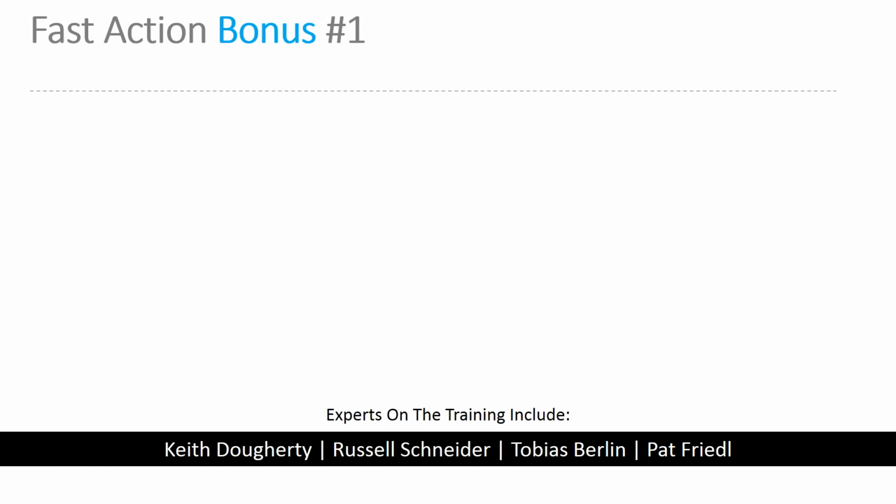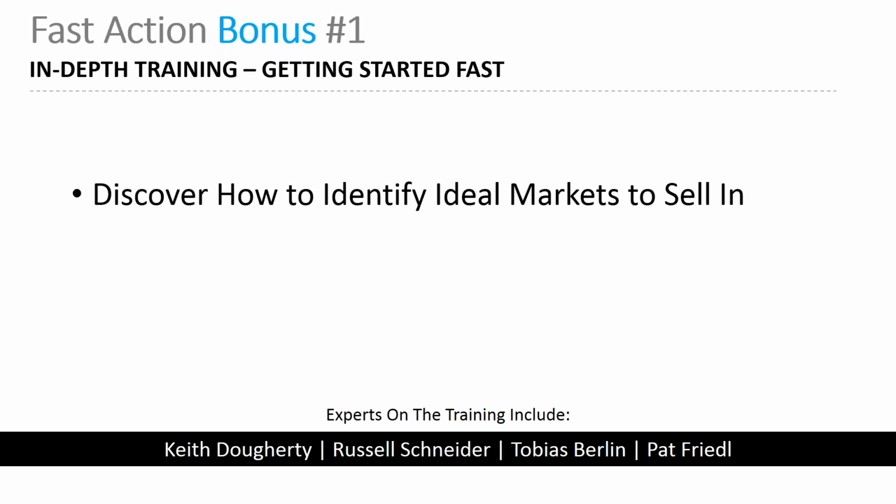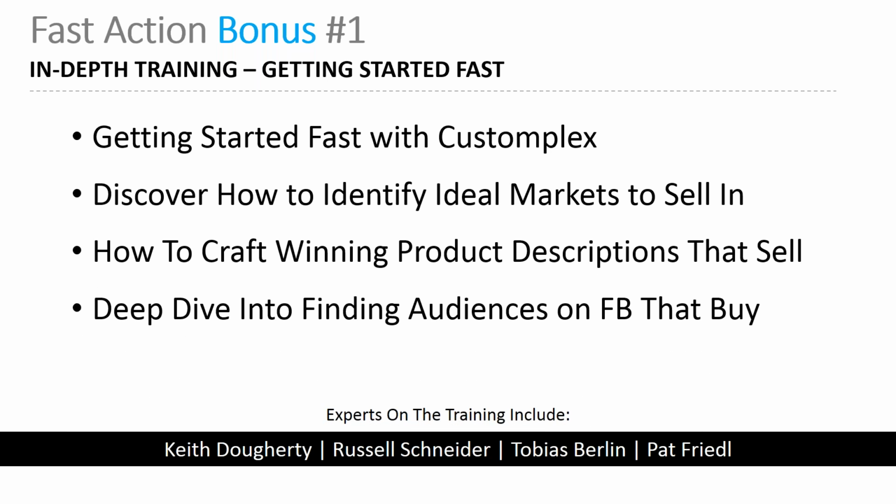We like to reward people for taking action. So what we did is we created some in-depth training, and we called it Getting Started Fast. This is about an hour and a half, 2 hours of training that walks you through exactly how to get started fast with Custom Plex. It shows you how to discover ideal markets to sell in, so we broke down market research. We show you how to craft winning product descriptions that sell, and we do a deep dive into finding audiences on Facebook that actually buy. This training is already ready to go. It's in the members area. You can dive in and start with this immediately.